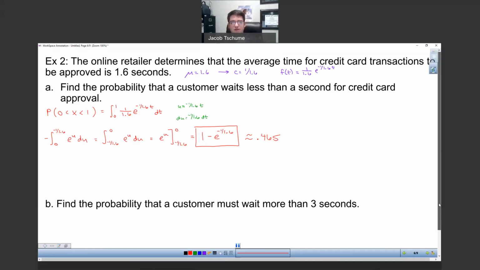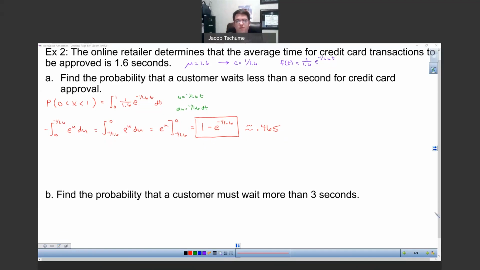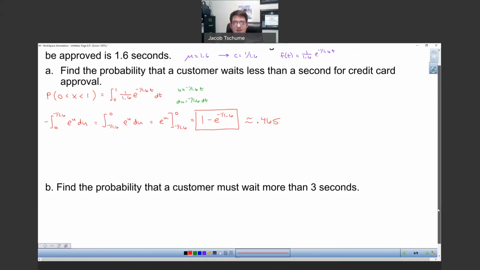All right, so let's check on the other end. What if you want to find the probability that a customer waits more than 3 seconds, which means, if that's much higher than the average, maybe there's a chance your card's going to decline. So if I'm doing more than 3 seconds, that means I'm looking for the probability that x is greater than 3, which I could set up as the integral from 0 to 3 of the exact same exponential density function.